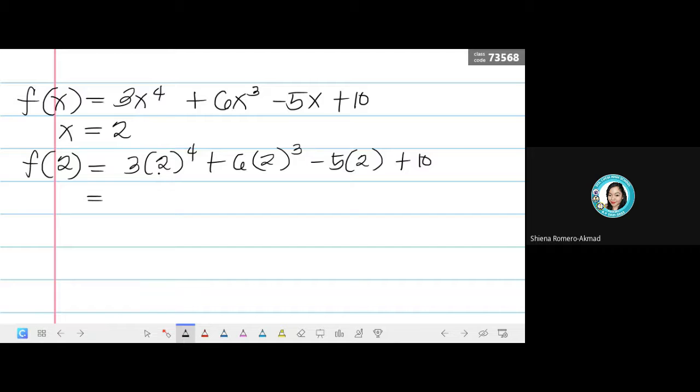So what is 2 raised to 4? What is 2 raised to 4? You can type your answer sa ating income messages.